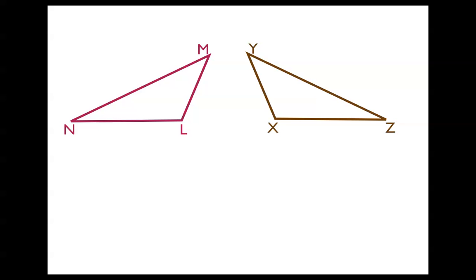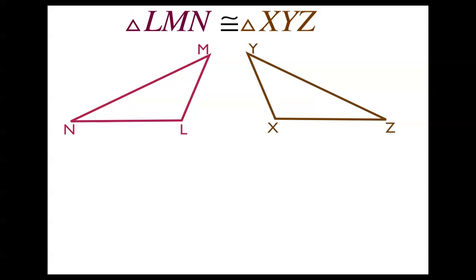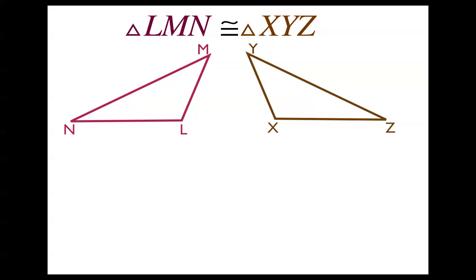And if we were to tell a statement that says that these two triangles are congruent, it would look something like this. Triangle LMN is congruent to triangle XYZ. So this is what's called a congruence statement. It's like an equation saying that one triangle is equal to the other, but what we're really saying is that that triangle matches the other triangle. They're congruent to each other.